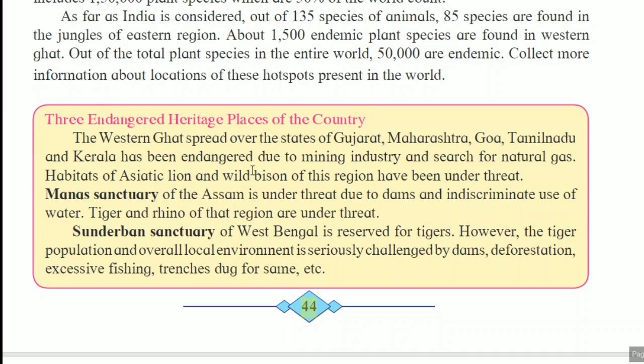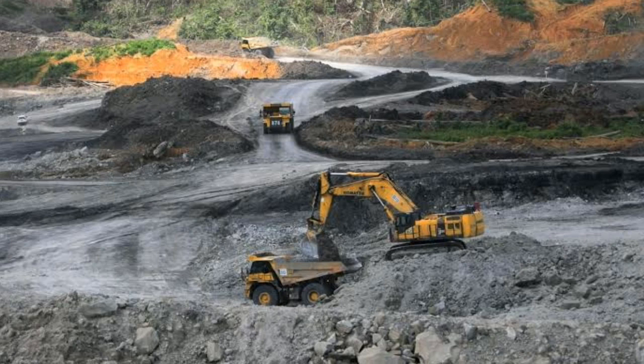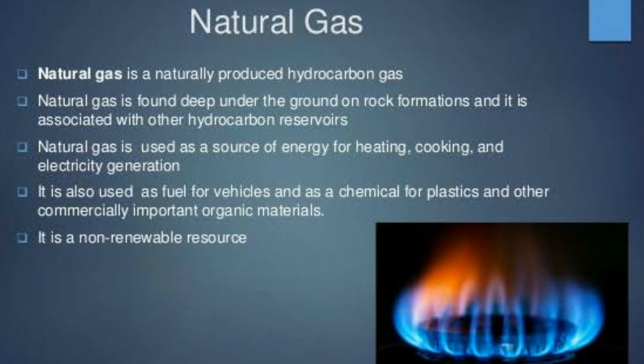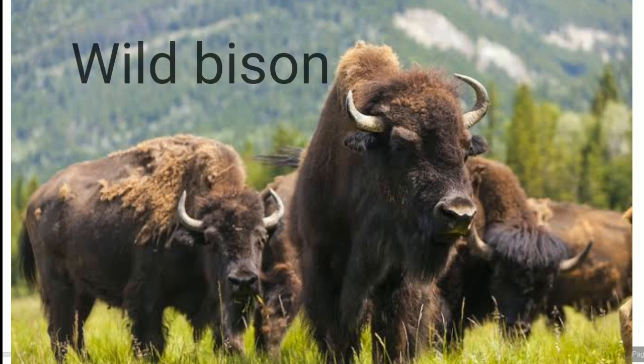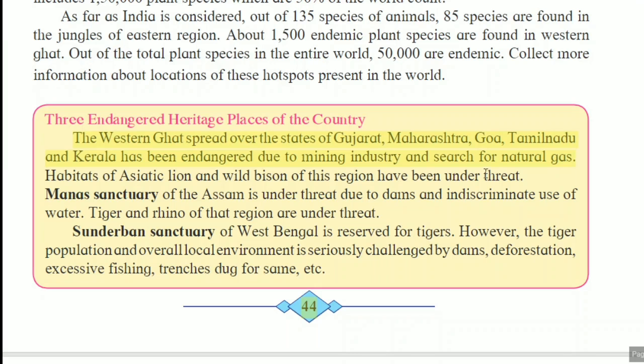Which one? The Western Ghats, spread over the states of Gujarat, Maharashtra, Goa, Tamil Nadu and Kerala, has been endangered due to the mining industry and research for natural gas. Habitats of the Asiatic lion and wild bison of this region have been under threat. Manas Sanctuary of Assam is under threat due to the dams and indiscriminate use of the water. Tiger and rhino of that region are under threat due to the construction of dams and indiscriminate use of that water.